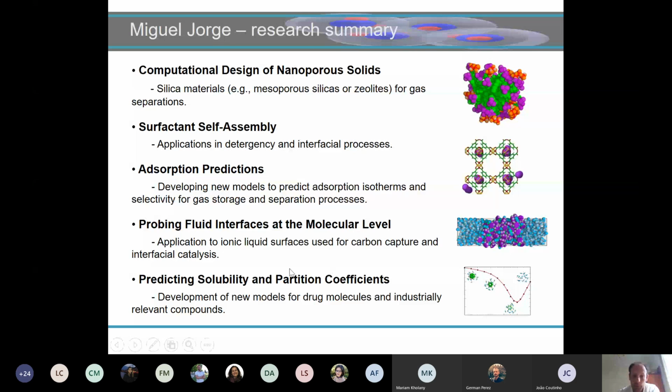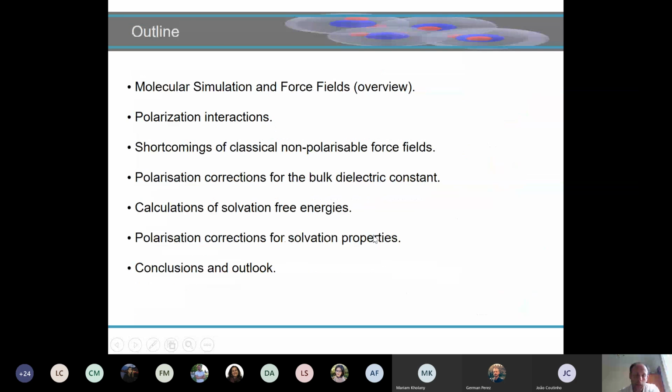What I'm going to talk to you about today is not any of these topics, but it's something that permeates across several of these because it's quite fundamental. It goes back to the fundamental level of molecular modeling. And so the outline basically is I'm going to start with a brief introduction of molecular simulation and force fields, which are the models that underpin all of these calculations, and then go into a bit more detail about polarization interactions, what they are useful for, and then discuss how we can incorporate these polarization interactions into conventional force fields to improve the way we predict bulk phase and mixture thermodynamic properties.